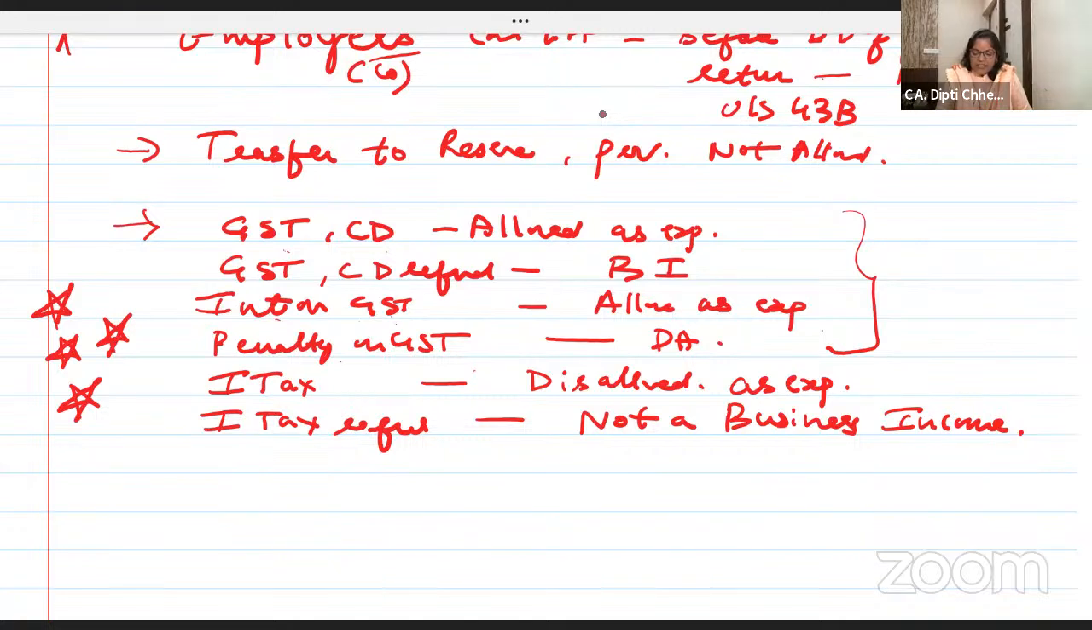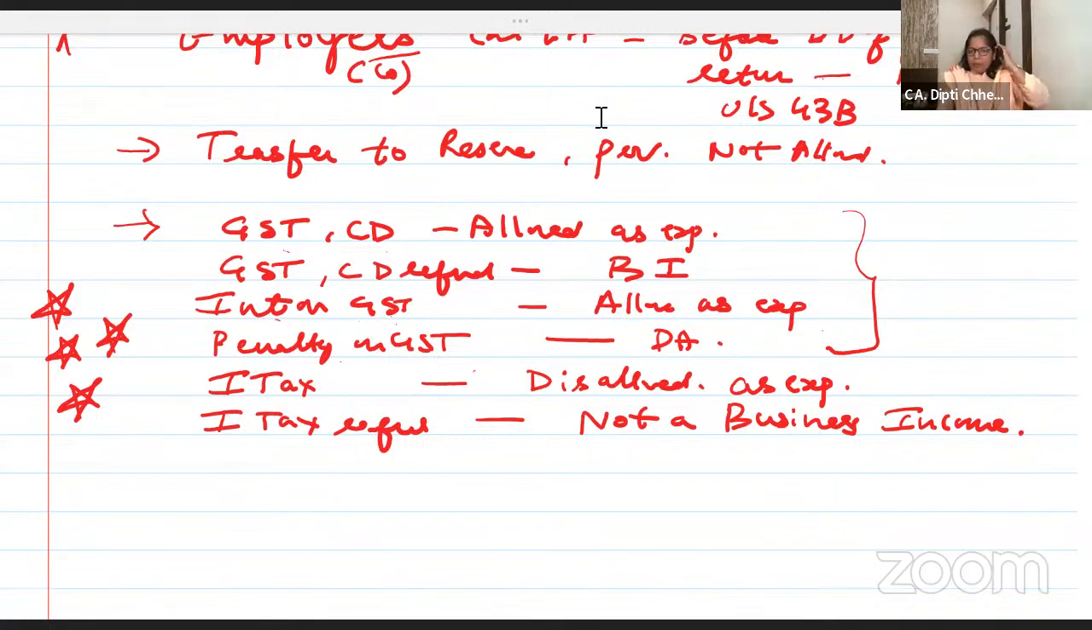Okay. GST is expense allowed. GST refund is business income. Interest on GST allowed as expense. Okay. I'll again repeat the GST part. No problem. Look.